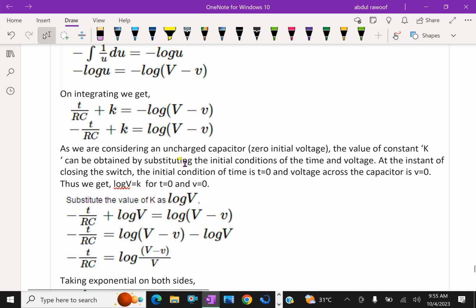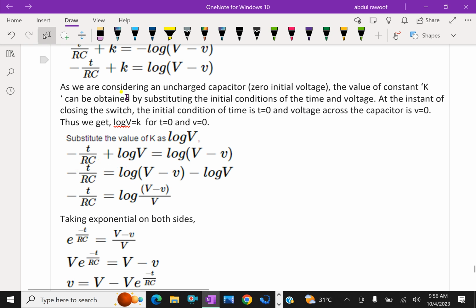As we are considering an uncharged capacitor, that is zero initial voltage, the value of K can be obtained by substituting the initial conditions of time and voltage. At the instant of closing the switch, the initial condition is t equals 0, and the voltage across the capacitor v equals 0. Thus we get log V equal to K. Then substituting the K value, minus t over RC plus log V equals log of (V minus v). Therefore minus t over RC is equal to log (V minus v) minus log V.